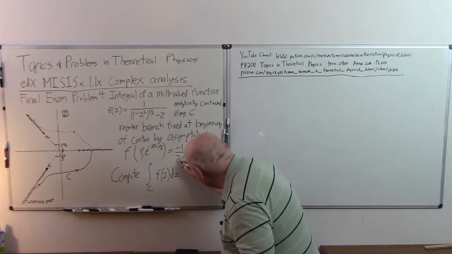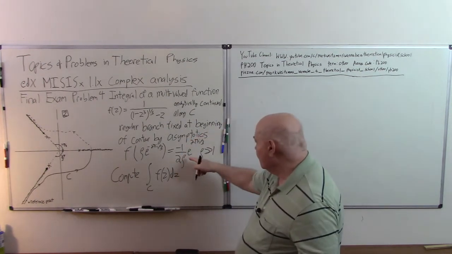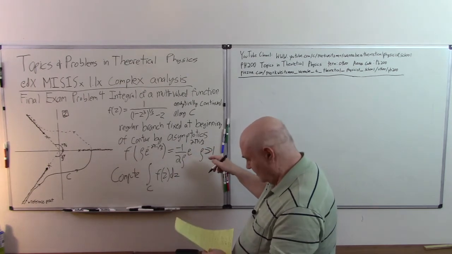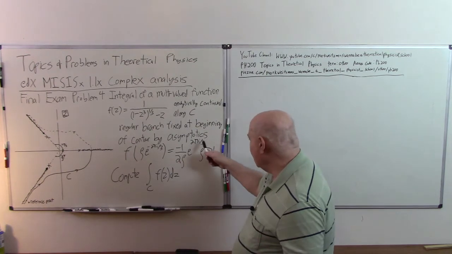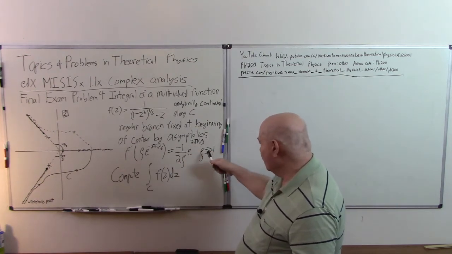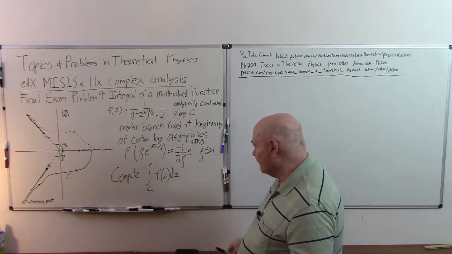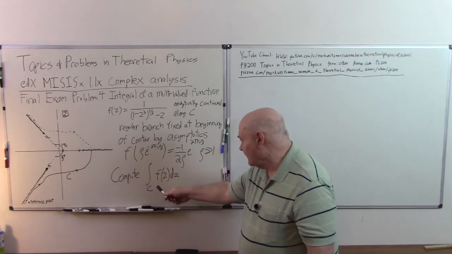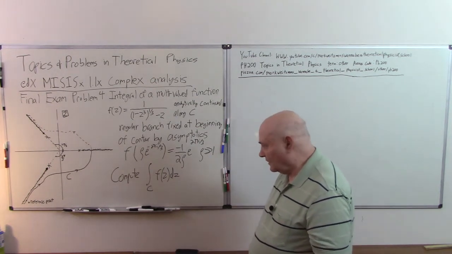Minus 1 over 2 rho e to the 2 pi i over 3, and rho goes to infinity, it's much greater than 1. And the problem is to compute this contour integral, the integral of f of z dz.